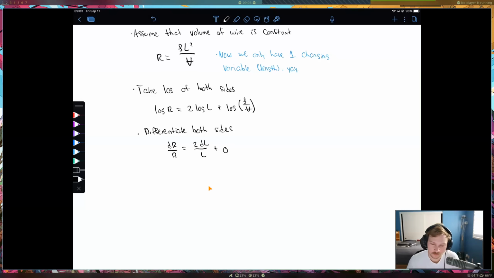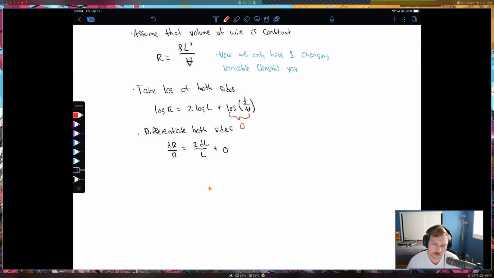Okay, so we have dR over R equals 2 multiplied by dL over L plus 0. Taking the derivative of log of rho over V, so our resistivity over the volume, both of those are constant. The resistivity is a material property, so that's going to be constant. And we assume that the volume was constant. Derivative of a constant is going to be 0. So that's why we assumed the volume was constant, so we don't need to deal with that anymore. So now we have dR over R equals 2 times dL over L.